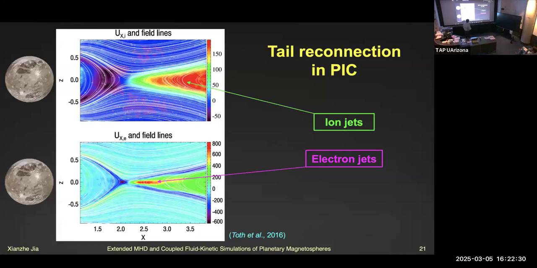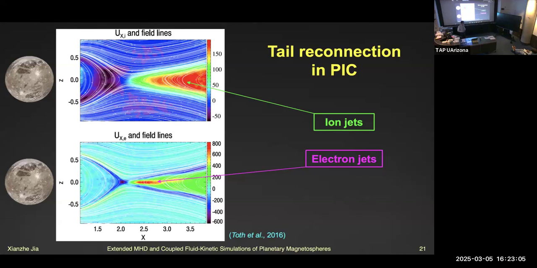And this is the example I always like to show. When you look at the reconnection structure, people often look at the exhaust coming out of the reconnection in terms of flow. And this is a comparison of the ion jets and the electron jets we get out of the PIC simulation. They certainly show up on different spatial scales. The ion outflow is accelerated to super-Alfvénic speed much further away from the X line, and the electron jets show up much closer to the X line region.